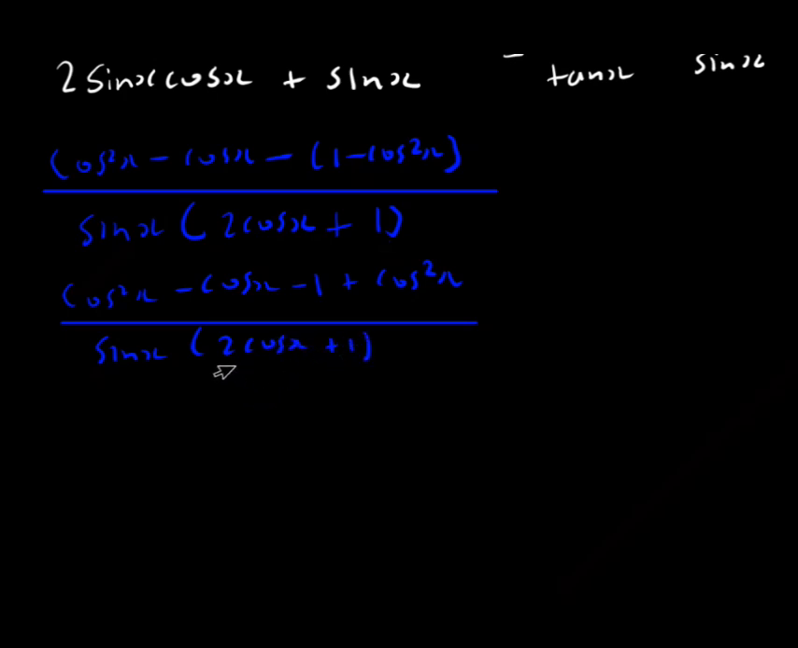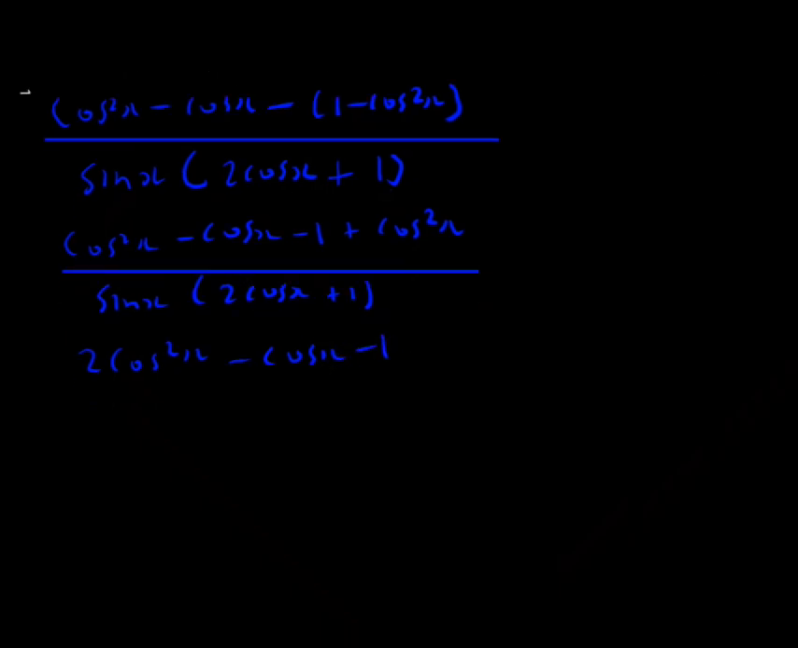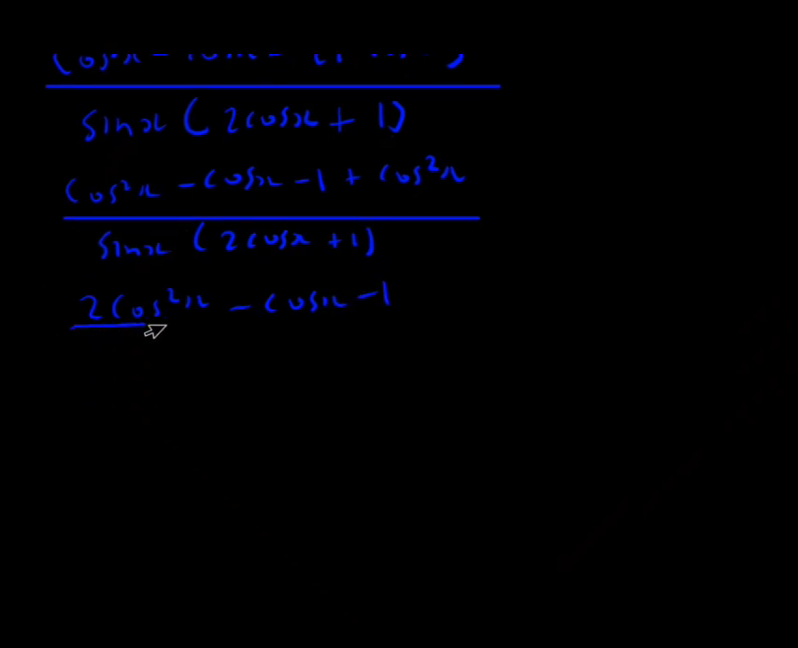All right, so every time we change, there is distribution. After distribution, we look for like terms. Notice that this and this are like terms, but this time they don't cancel, this time they add. So now we're going to have 2 cos squared x, and this is going to be minus cos x minus 1. So this is going to be it. We're going to have sine x and then 2 cos x plus 1.